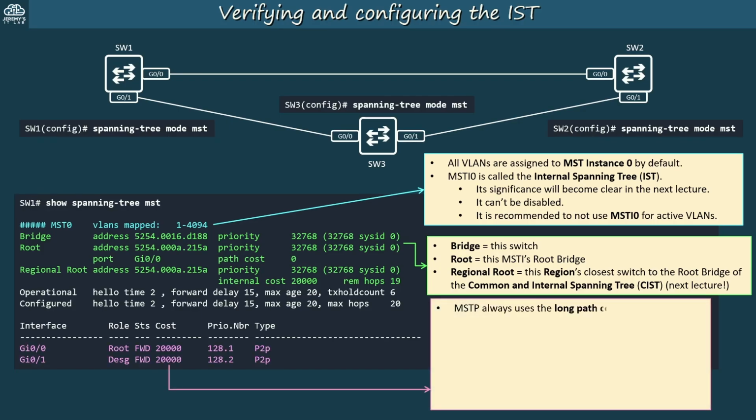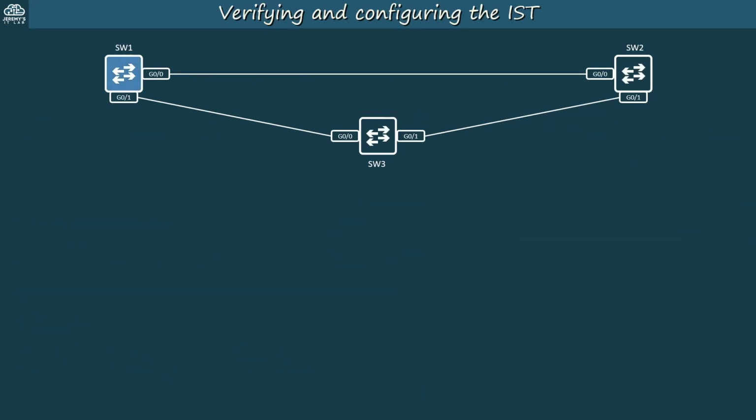Finally, look at the port costs here. MSTP always uses the long path costs, and here they are for review. All of the interfaces in these videos will be 1 gigabit per second interfaces, so the port costs will always be 20,000. But you should be familiar with the costs of interfaces of other speeds. Before we assign this LAN's active VLANs to other instances, let's see how to configure the root bridge of MSTI0.